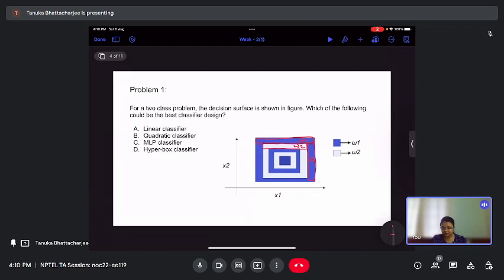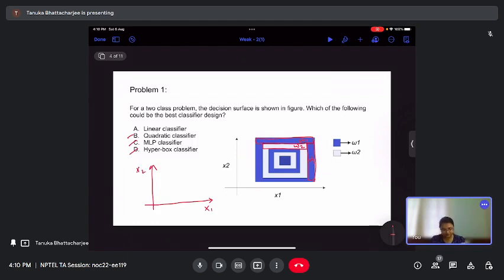Now, the one option that remains after this is the linear classifier. We have seen what the decision boundary should be like for the quadratic classifier, the MLP classifier, and the hyperbox classifier. So, the other one is the linear classifier. Basically, when you have linearly separable classes, that is, you can draw a straight line which will separate the two classes, then the linear classifier is the best suited for this.